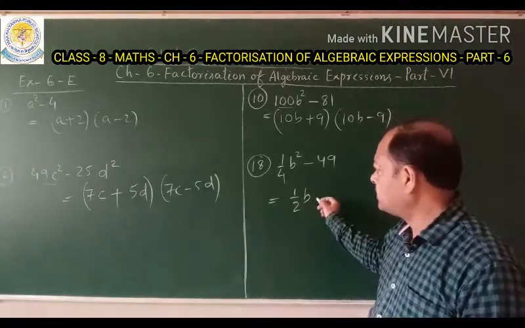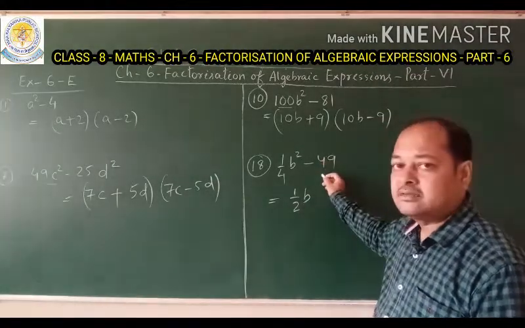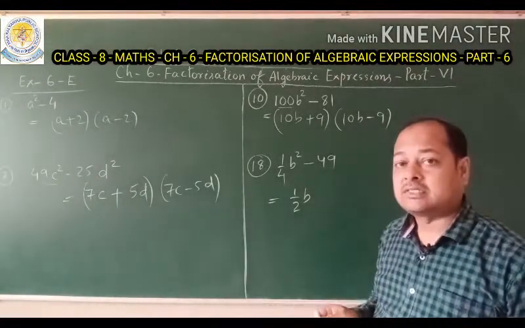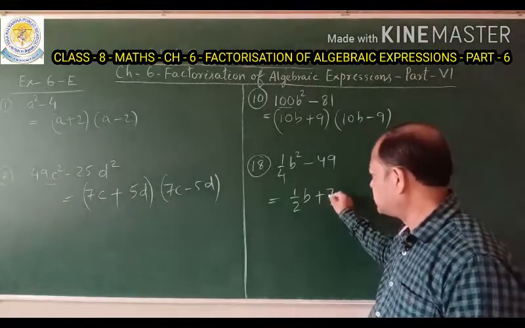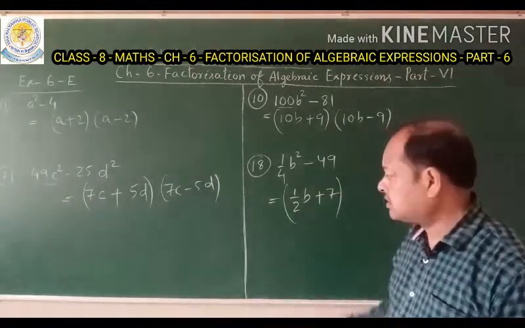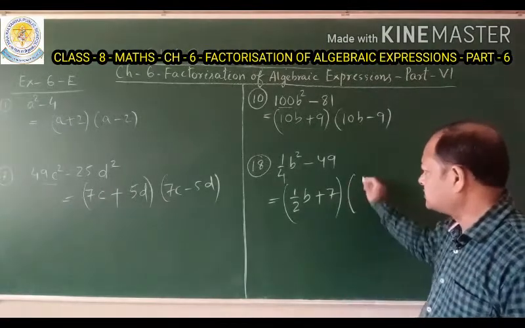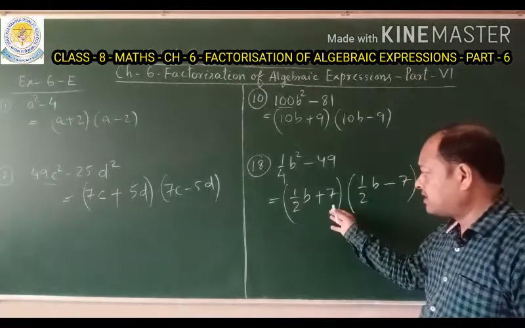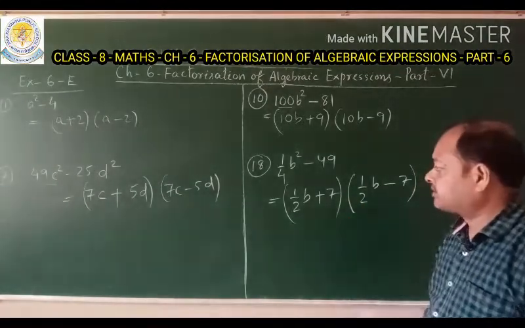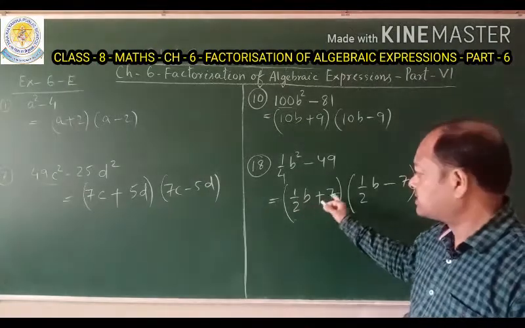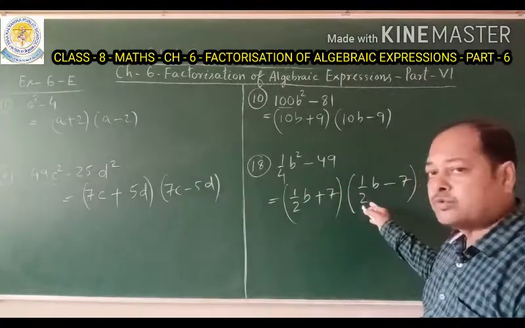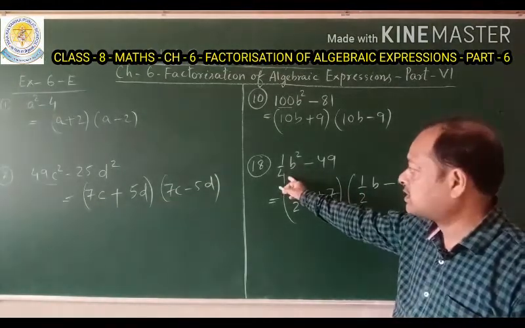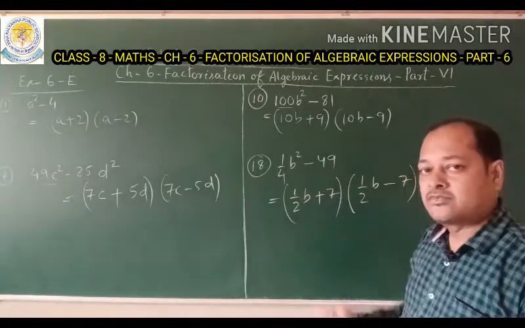So 1 upon 2b, and what is the second term here? That is 49. So 49 is the square of 7. So write here plus 7. This is the first factor, and what is the second factor? That is 1 by 2b minus 7. So here we are getting the two factors. The first factor is 1 by 2b plus 7, and the second factor is 1 by 2b minus 7. These are the two factors of the algebraic expression, that is 1 by 4b square minus 49.